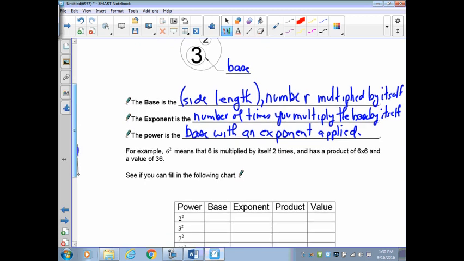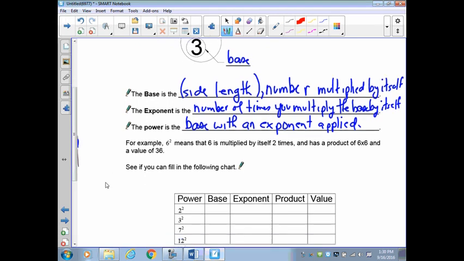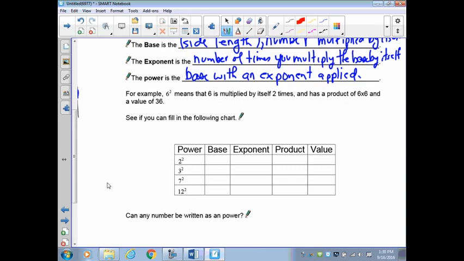For example, 6 with a floating 2 means 6 multiplied by itself 2 times, and that would give you a product of 36, or a value of 36. So see if you can fill out the following charts. I'd like you to pause the recording and fill out that chart for me.